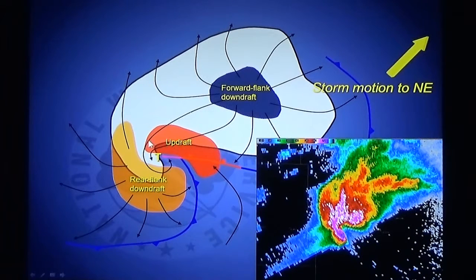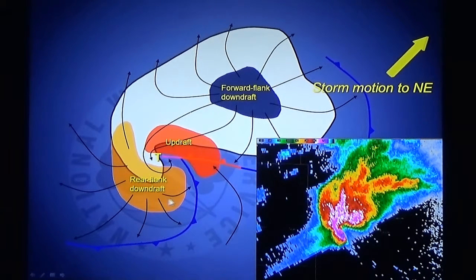Towards the back of the storm is the updraft area. That's where the air is flowing into the storm and up. There's very little, if any, precipitation that falls through the updraft, although you can get very large hail falling there. Most of the precipitation rises through the updraft and falls out here where the air is sinking on the front side of the storm with the downdraft.